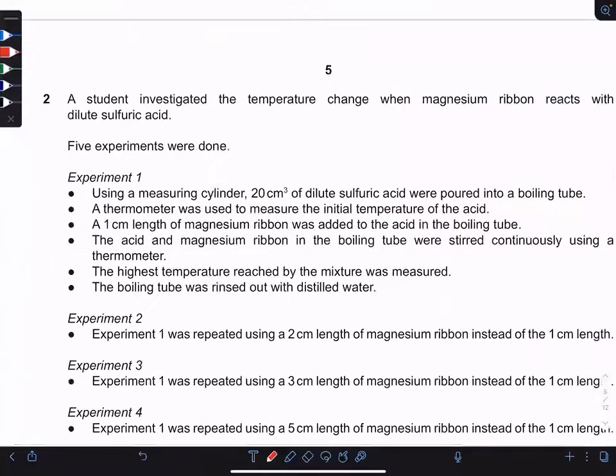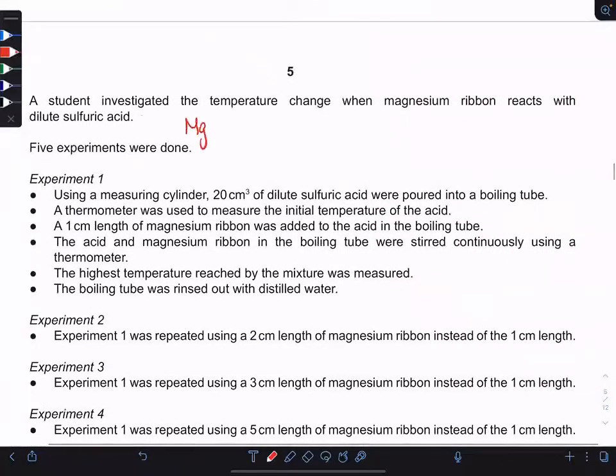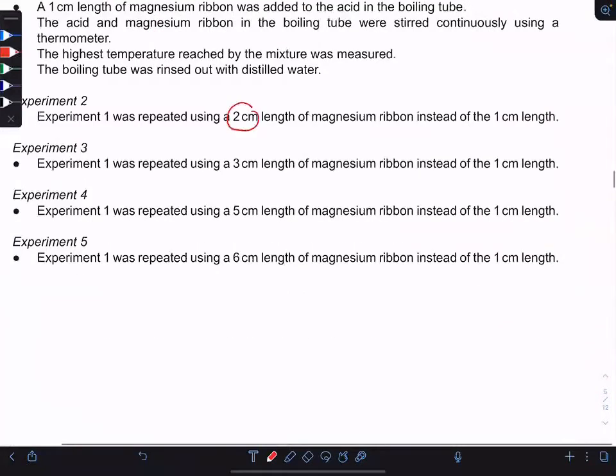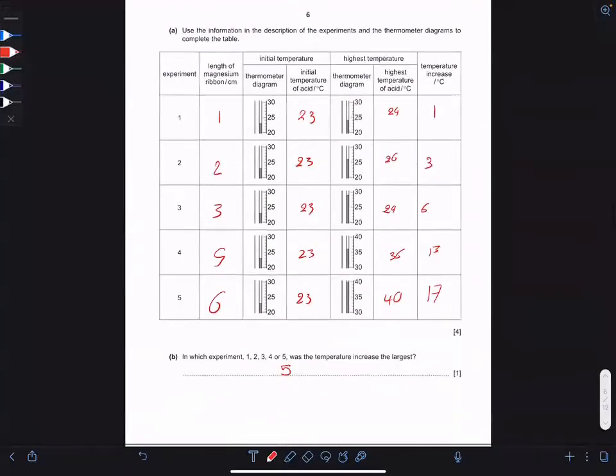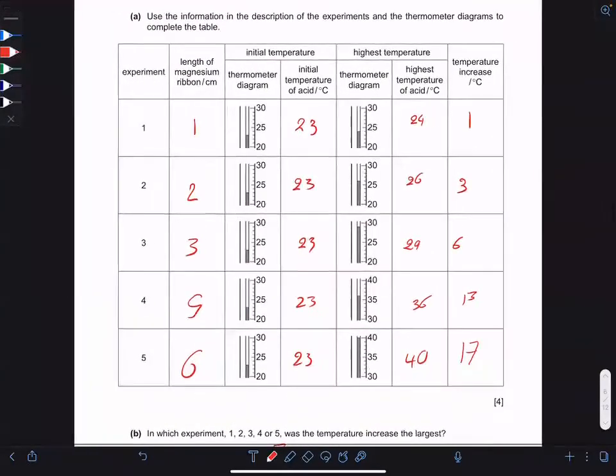Question 2 is a displacement reaction between magnesium and sulfuric acid. Of course, magnesium sulfate and hydrogen are released. He's measuring the highest temperature reached. Take care, he used a measuring cylinder, which could be an improvement later on if he asked. You should use a burette to be more accurate. And every time he's increasing the length of the magnesium ribbon, which of course will increase the temperature rise of the reaction. This is the table of the readings, okay?